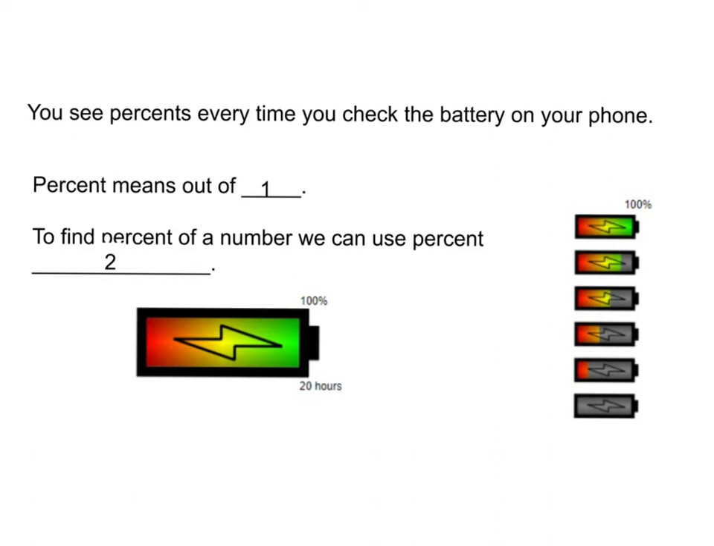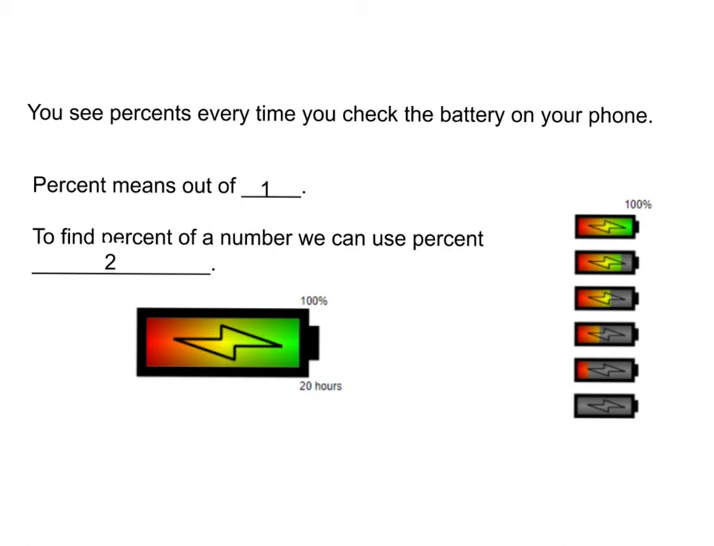Now, when we are working with percents, we want to think about percents every time you check the battery on your phone. So when you notice that your battery is at 100%, you have 20 hours that your phone battery will last. Now, as you use it, your percentage will get lower and lower and lower. And we think about it as how many hours would it be if they were at 80% or 50% and so on. So what we're doing today, we are using percent benchmarks in order for us to figure out the number of hours your battery will last.